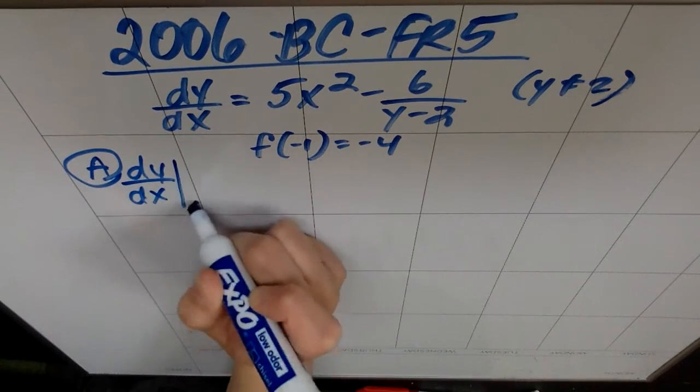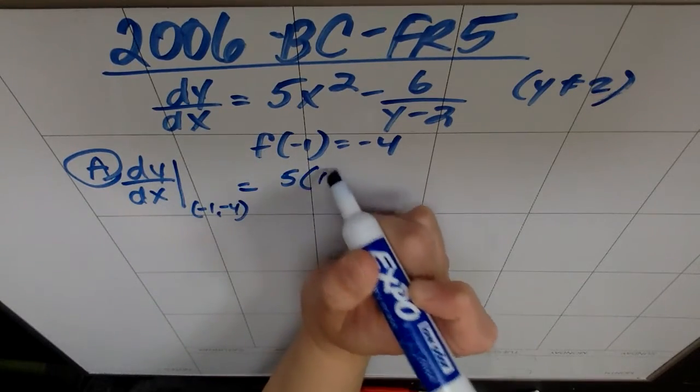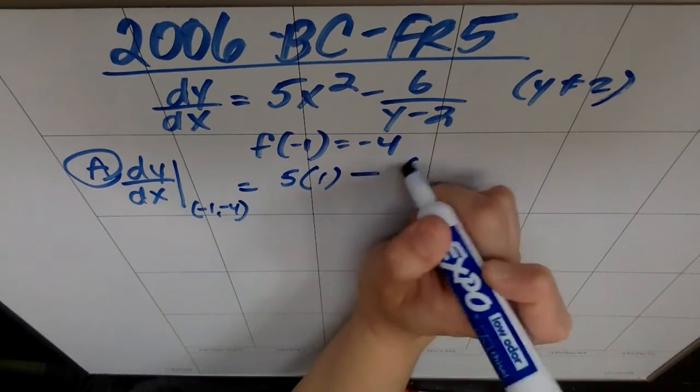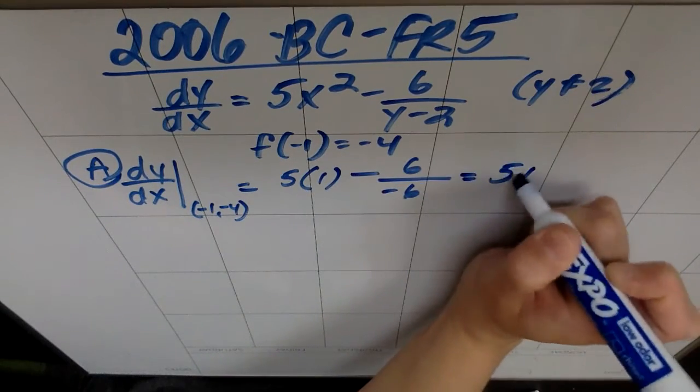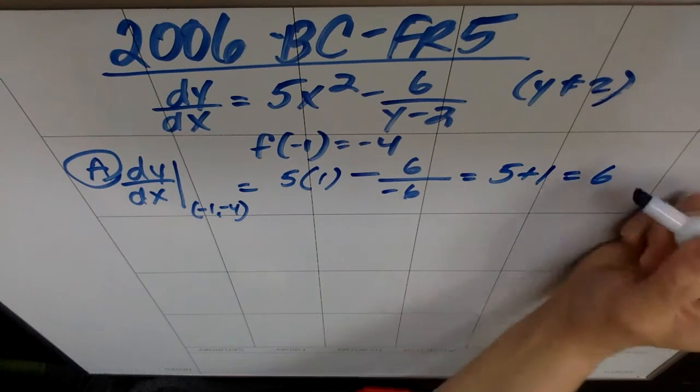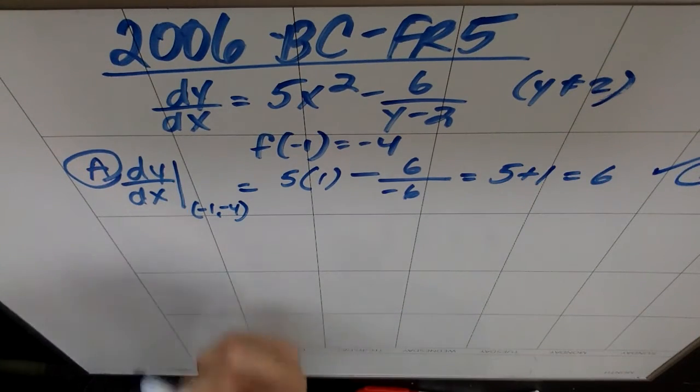So dy/dx evaluated at the point (-1, 4) is going to be 5 times a regular 1, because it's negative 1 squared, minus 6 over what seems to be a negative 6. So that's a 5 plus a 1, and I get a 6. That's the first thing, and it's worth 1 point. Yay.